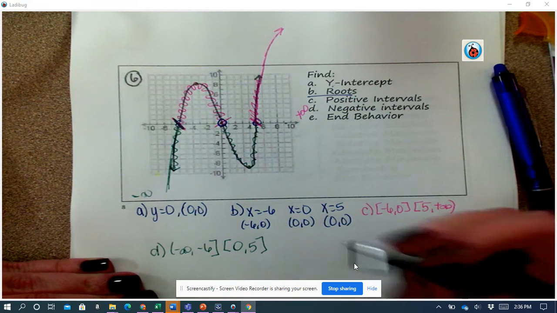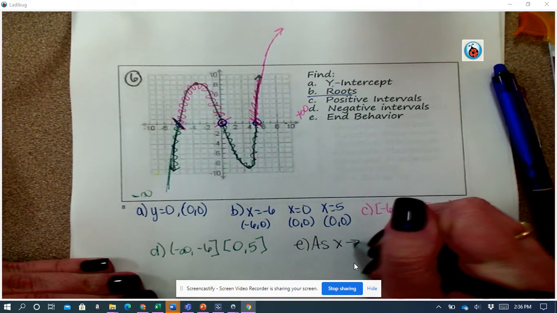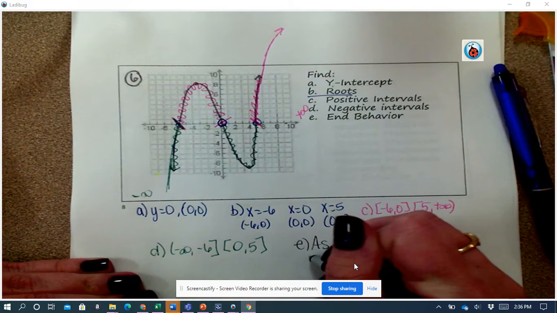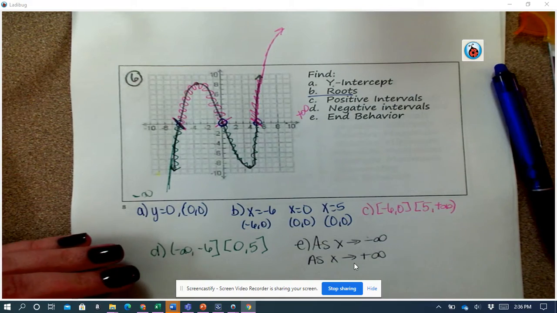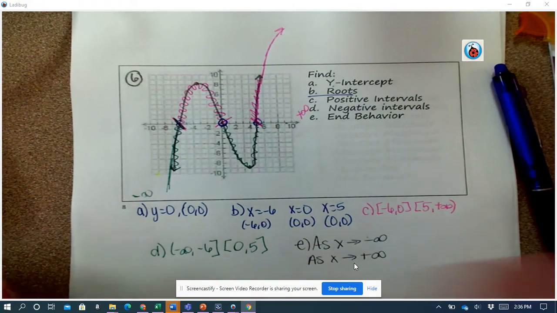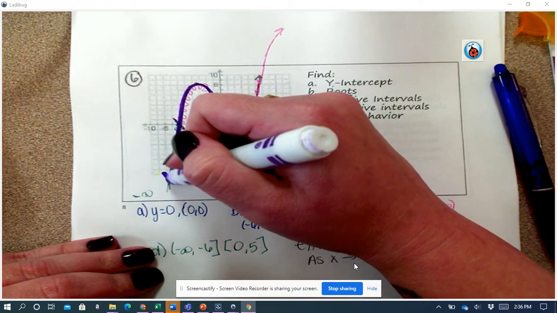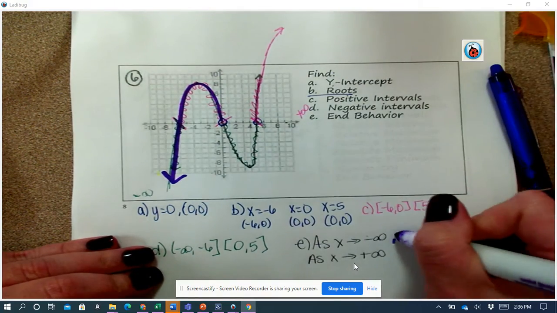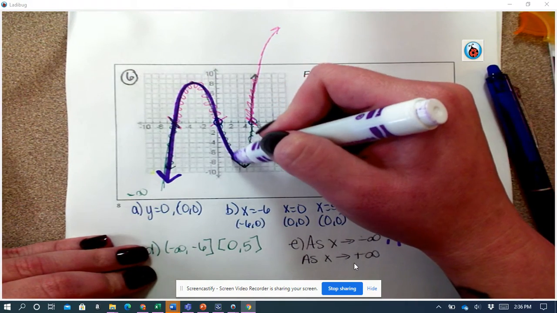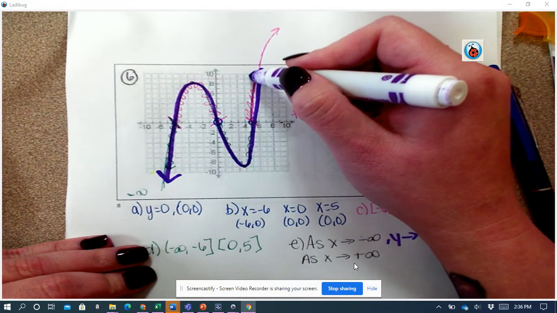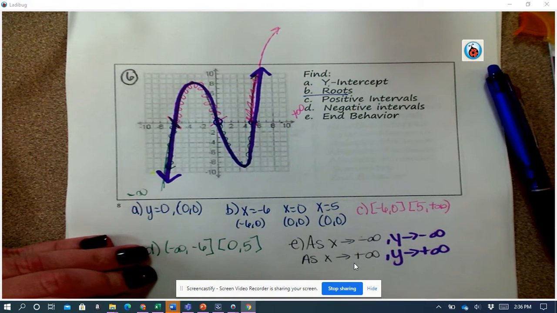End behavior always starts off the same way. As x goes to negative infinity and as x goes to positive infinity, which way does your graph end? So going to the left, where x is negative infinity, this graph never stops going down. So y is going towards negative infinity. As we follow to the right, this graph never stops going up, which means y is going towards positive infinity.